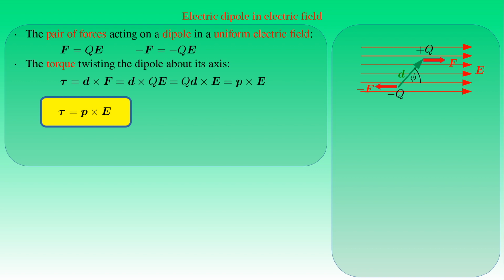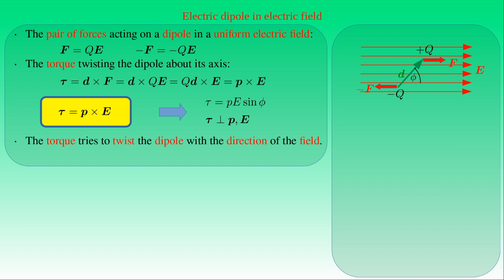We can write the magnitude of tau as the product of the magnitudes of P and E, times the sine of the angle phi measured between them, and the torque is perpendicular to the plane spanned by the dipole moment and the electric field strength. As already mentioned, the torque represents a turning effect, and it attempts to twist the dipole in the direction of the electric field. We also see that the net force of the couple acting on the dipole is zero, that is, the center of the dipole has no acceleration.